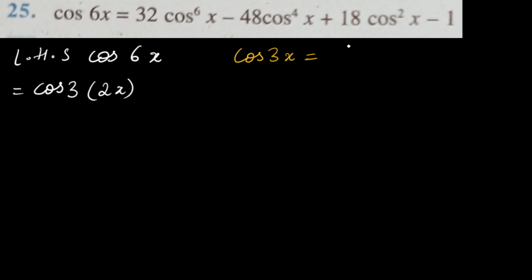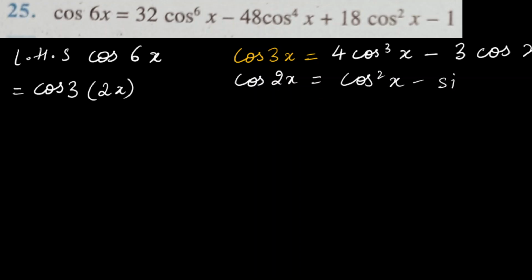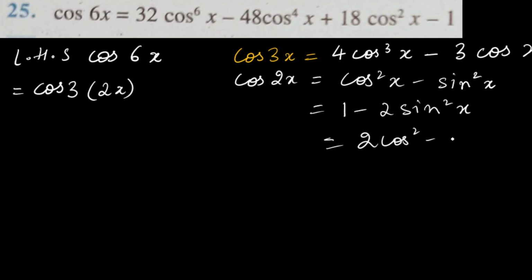So the cos 3x formula I will tell you. Cos 3x is 4 cos cube x minus 3 cos x. So this is the formula. Once again, cos 3x is equal to 4 cos cube x minus 3 cos x. Before that, we have already done the double angle formulas of cos. So cos 2x can be written in 3 forms: cos square x minus sine square x, 1 minus 2 sine square x, and 2 cos square x minus 1. We are going to use these in this one.